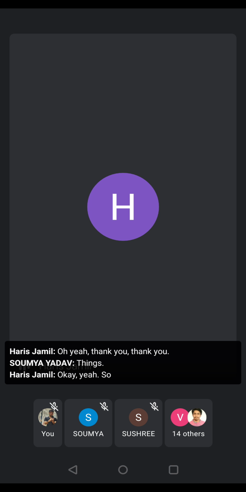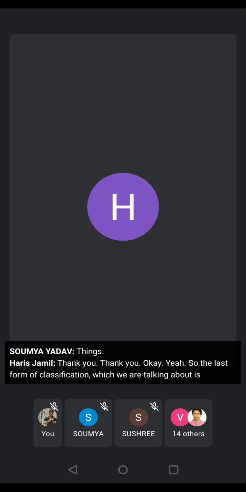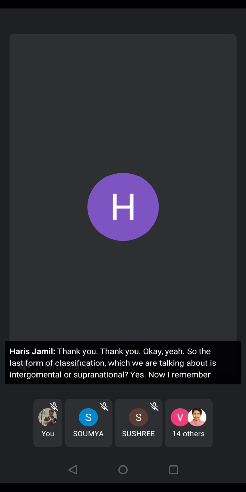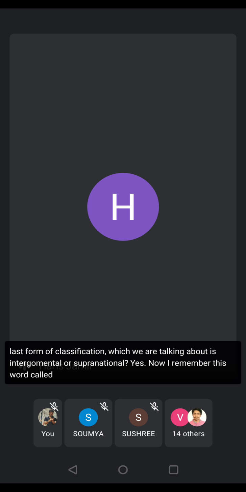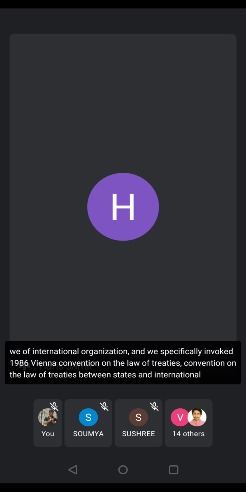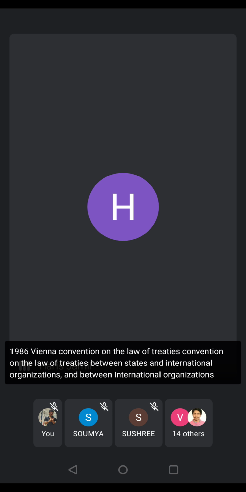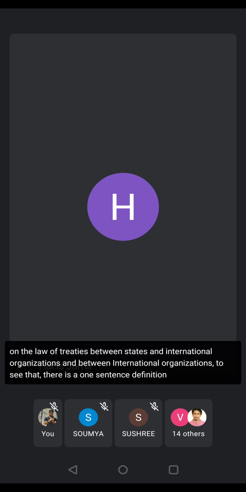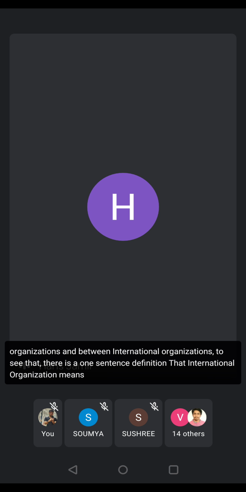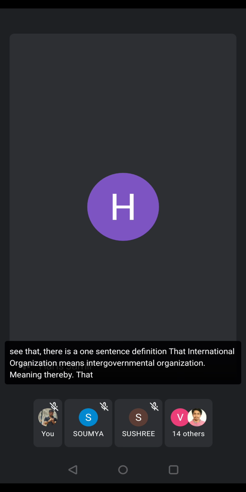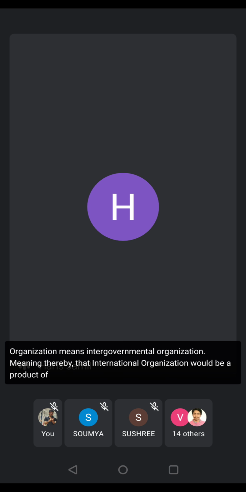Okay, so the last form of classification which we are talking about is intergovernmental or supranational. Yes, now I remember. This word intergovernmental is something which we have already seen. When we looked at the definition of international organization, we specifically invoked the 1986 Vienna Convention on the Law of Treaties between States and International Organizations and between International Organizations, to see that there is a one sentence definition that international organization means intergovernmental organization, meaning thereby that an international organization would be a product of governments coming together, two or more governments coming together and calling for the establishment of an international organization.